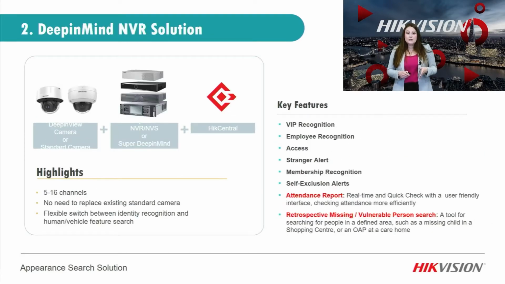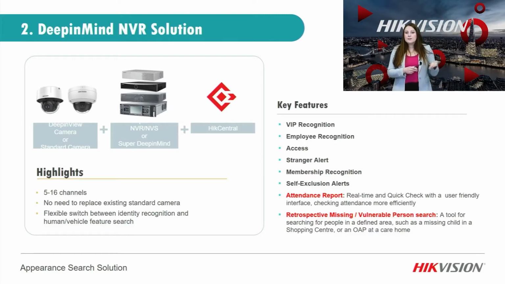The second solution is for a multi-door scenario. So this is using our standard cameras this time with a deep in mind MVR and HikCentral. And here the MVR is doing the identity recognition. So this is really ideal for an existing install. So perhaps you've got somewhere that's already got our cameras on site, but you want to add this technology, you would add the intelligent MVR there. So it supports the same key features as the first solution.